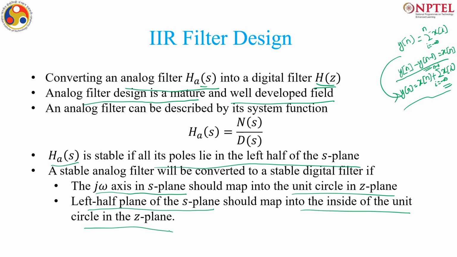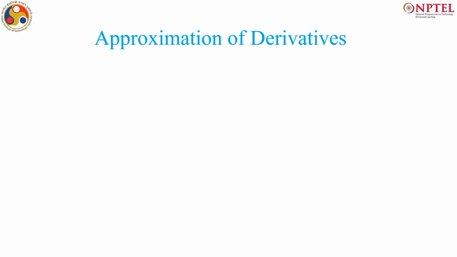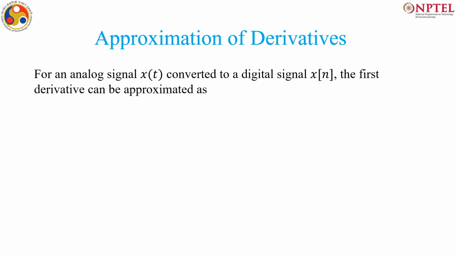So, this is the condition for stability in the Z domain. What we will do is the first method, which is approximation of derivative. In this case, we will first approximate a derivative, that is dx by dt. How do we approximate this? This is x of n minus x of n minus 1, and this difference is accounted for how much duration? That is my sampling duration Ts.